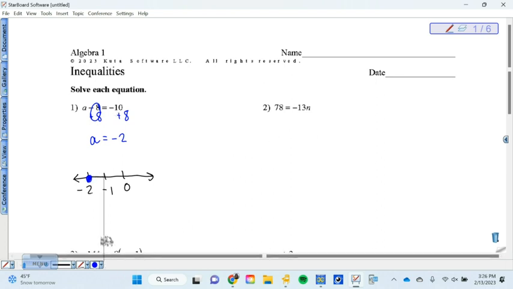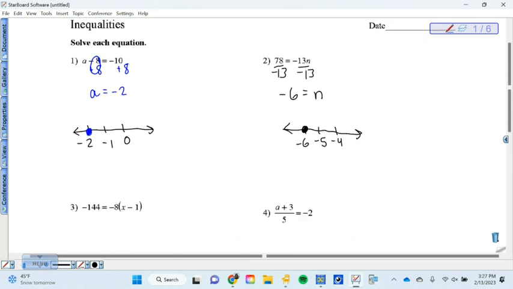Let's do number 2 together. What do I need to do to get that n all by itself? That's right. Divide by negative 13. What's 78 divided by negative 13? Yes, so n equals negative 6. And again, on a number line, I would just put a little point right at negative 6. There's only one number in the universe that would make that equation true, and that's negative 6.